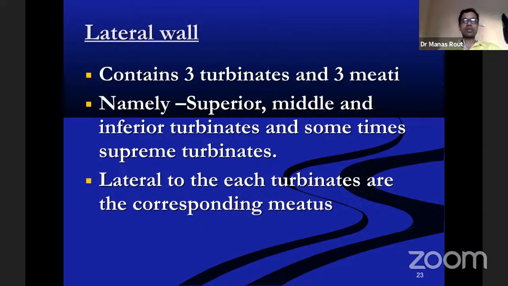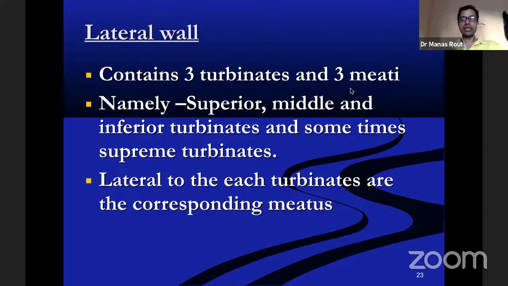Grossly, the lateral wall contains 3 turbinates and 3 meatus. Turbinate means an elevated structure, meatus means a depressed area below or lateral to the turbinate. The depressed area is called the meatus. So there are 3 turbinates and 3 meatus. Name them: superior, medial and inferior turbinate.